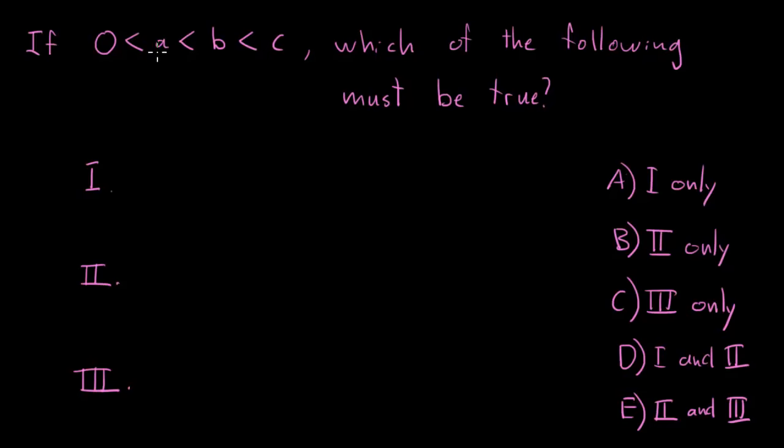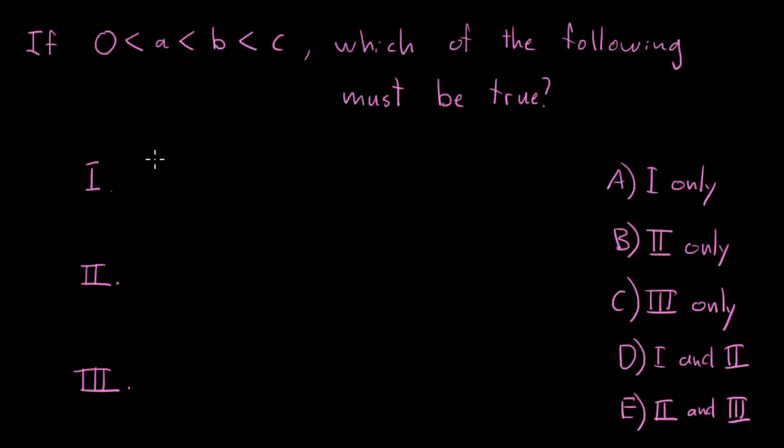We know that A, B, and C are all positive. Everything's bigger than 0. And we know that A is the littlest, and C is the greatest, and B is somewhere in the middle. And we're trying to determine which of these Roman numerals must be true always. And let's take a look.